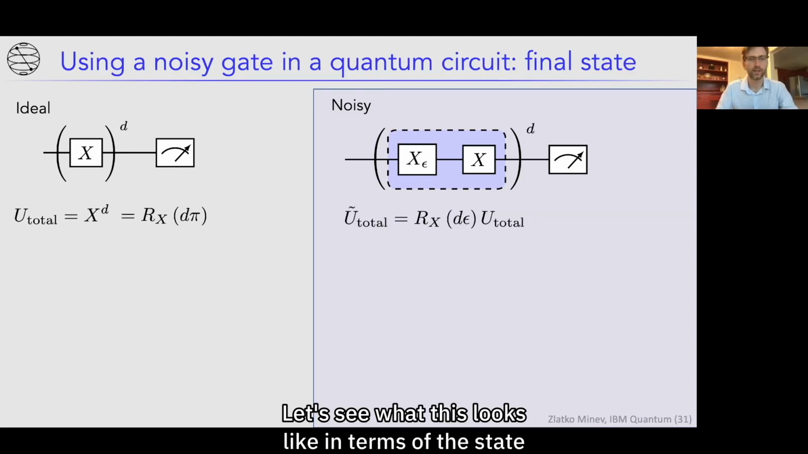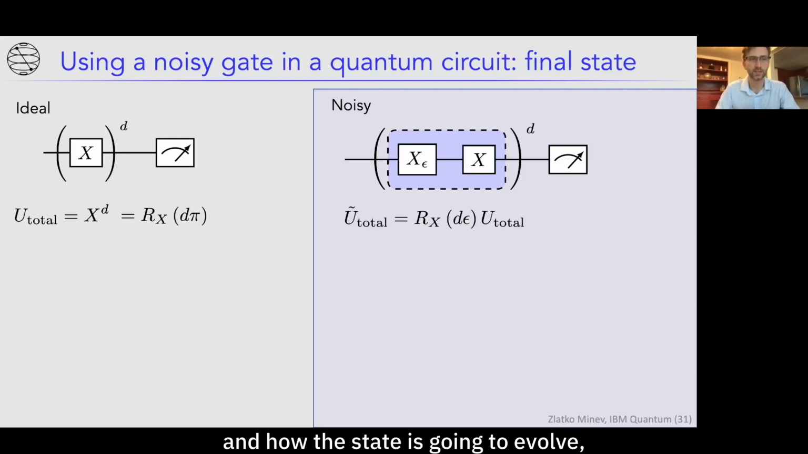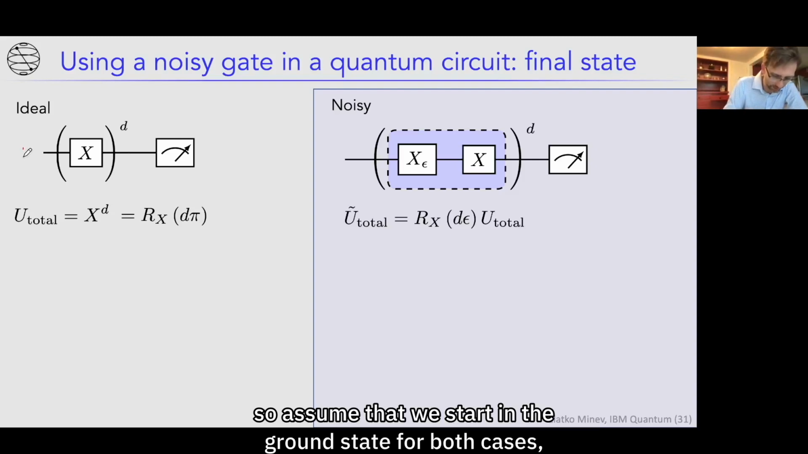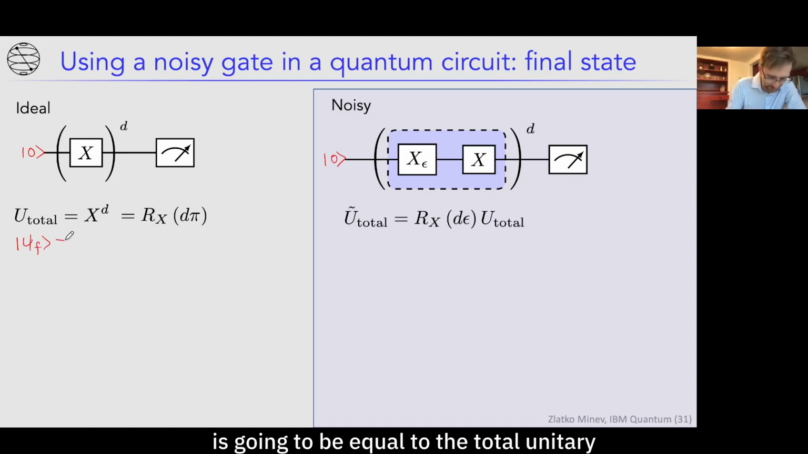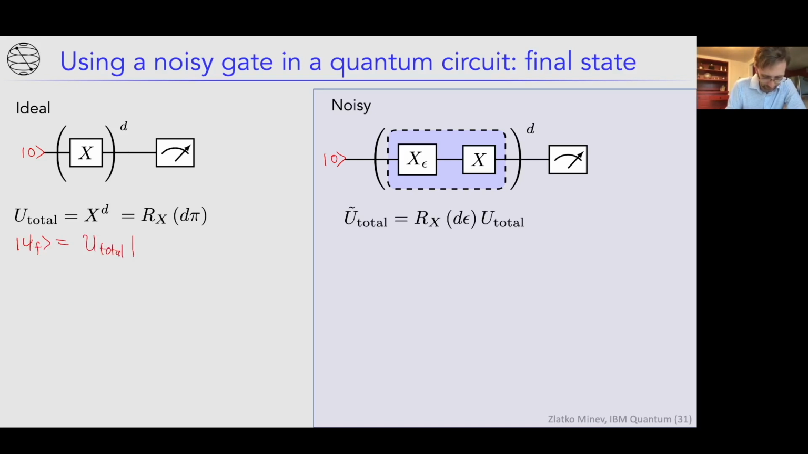Let's see what this looks like in terms of the state and how the state is going to evolve. So assume that we start in the ground state for both cases, on the left and on the right, in the ideal and in the noisy case. Now, if we expand our total rotation here, we can say that the final state, let's call it psi sub f, or final, is going to be equal to the total unitary times whatever the initial state is, so let's say 0 in this case.